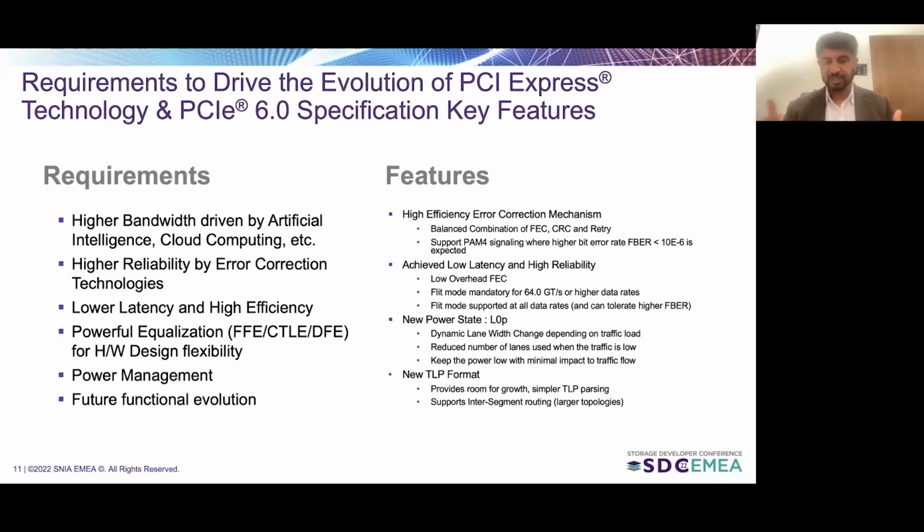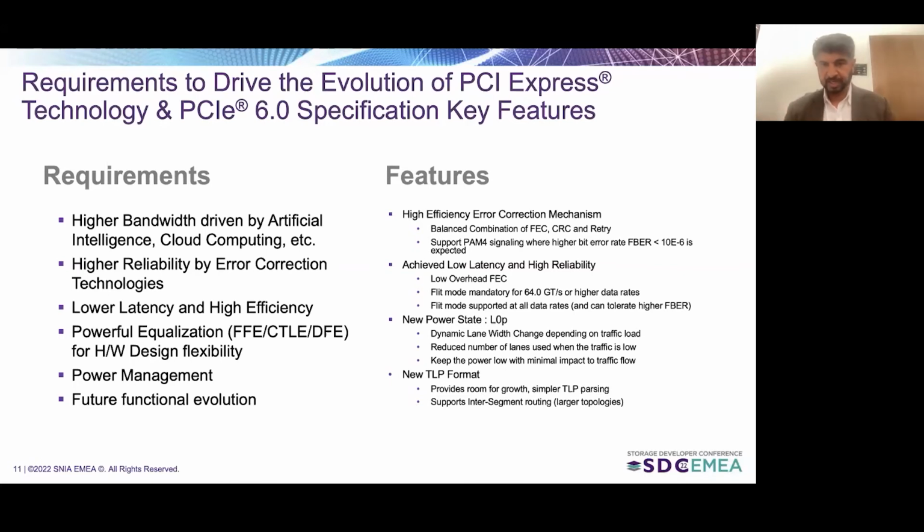As mentioned earlier, the PCIe 6.0 spec was released this year, 2022. Here are some of the key features that support the requirements in the markets. PCIe 6.0 supports a higher efficiency error correction mechanism, a balanced combination of forward error correction (FEC), cyclic redundancy checks (CRC), and retry. It supports PAM4 signaling, where a higher bit error rate, FBER, greater than 10 to the power minus 6 is expected. It's able to achieve low latency and high reliability with a low overhead FEC. It supports Flit mode, which is mandatory for 64 gigatransfers per second or higher data rates. Flit mode is supported at all data rates and can tolerate a higher BER.